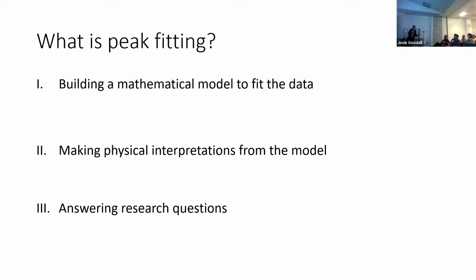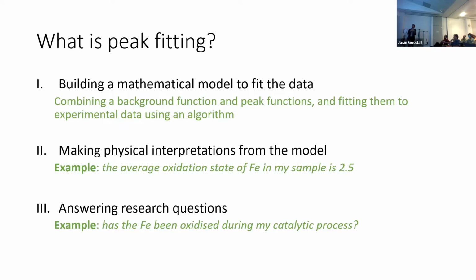Step three, which sometimes people forget, is that the whole reason we're doing this is to answer some kind of research question. We have something we want to know about our material, and that's the reason we do the peak fitting first. In the case of XPS, building a mathematical model means combining the background function and key functions and fitting them to the experimental data using an algorithm. With modern software that is extremely easy to do. Within a couple of clicks, you can do it in CasaXPS, Thermo Avantage, or whatever your favorite fitting program is. Part two and part three are a little bit more difficult.